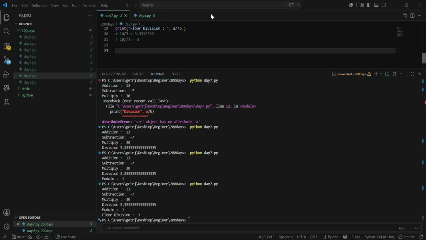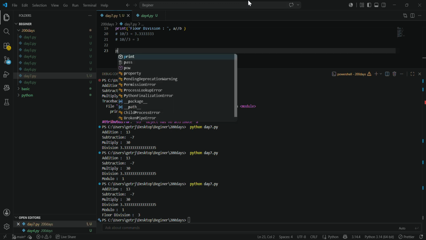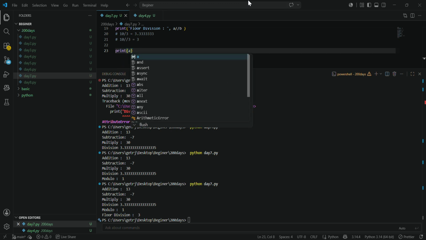Now we will introduce exponents. Let's talk about exponents. First of all, we are writing here print and exponents b.